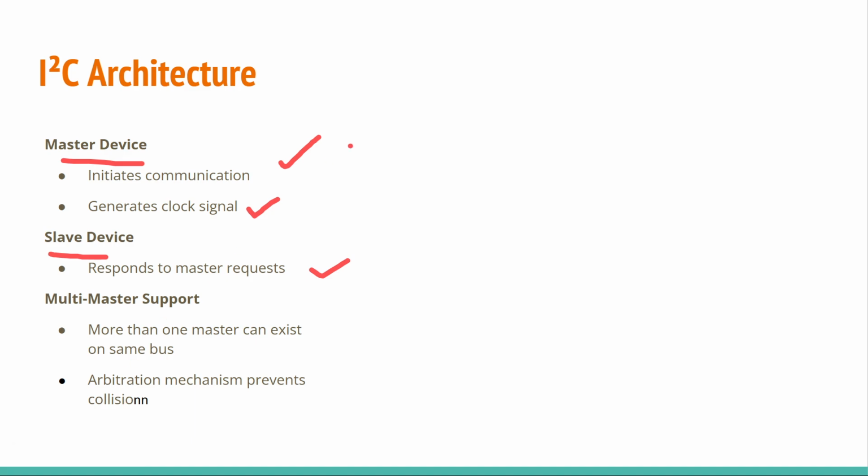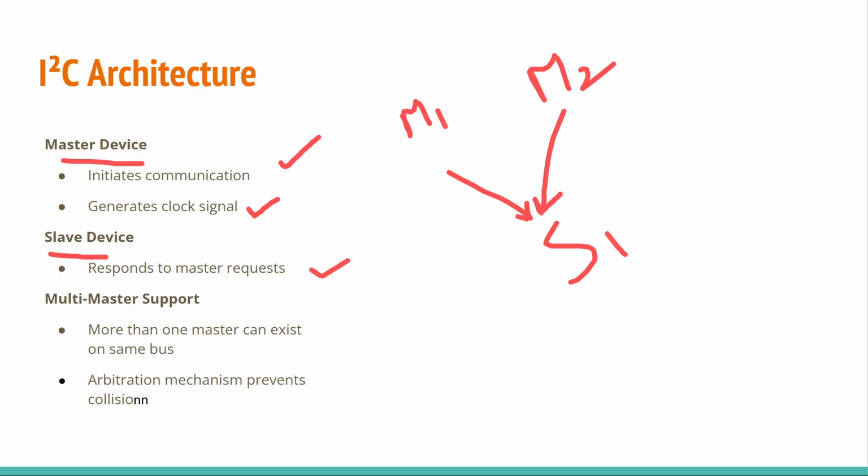Say you have 2 masters, master 1 and master 2. Both masters simultaneously want to communicate with slave 1. Master 1 is trying to communicate with slave 1, and master 2 is also trying to communicate with slave 1. That means at that time there must be some collision, right? That collision will be avoided by using the arbitration mechanism. We will see the arbitration mechanism in the upcoming videos.